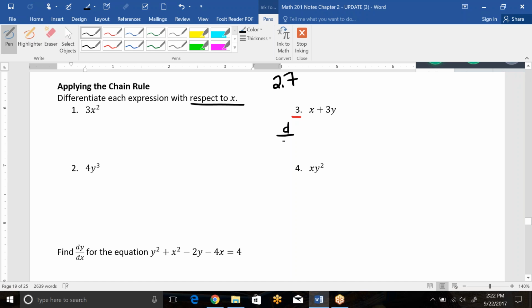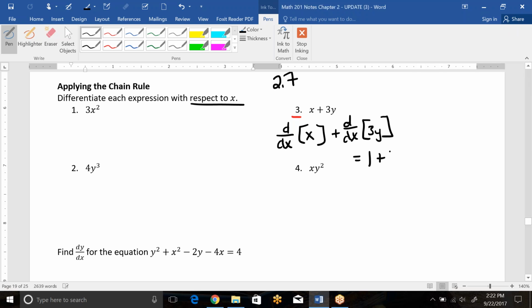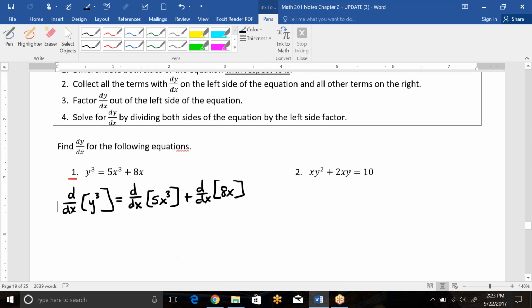So if we do d dx, which remember is the symbol for the derivative with respect to x, of x plus d dx of 3y, the derivative of x is just 1, and that's all you need there because x is the variable we're taking respect to. The derivative of 3y is 3, but because y is not the correct letter for our respect, we chain on a dy dx, which represents the derivative of a function y with respect to the letter x. So that's that one.